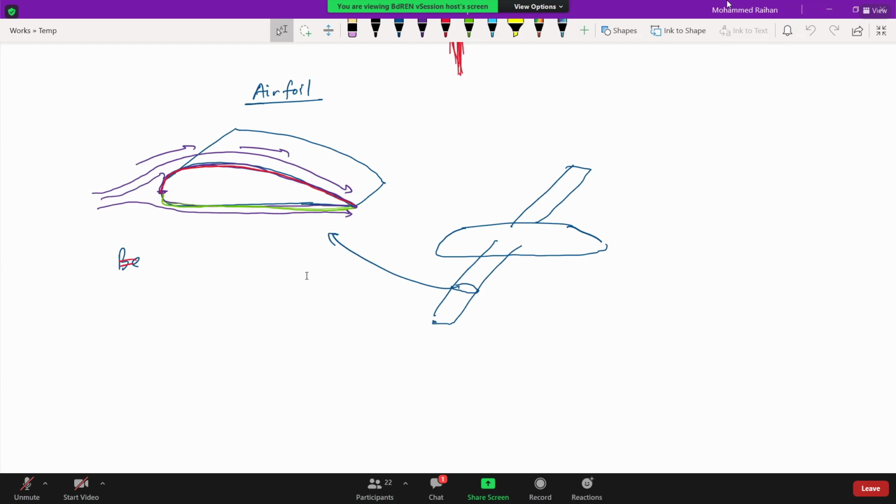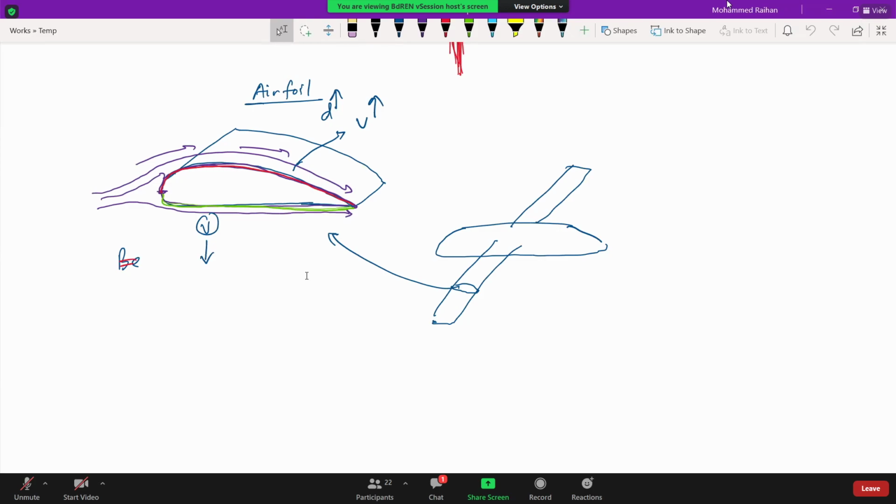The air will travel in the same time. So what will be the velocity at the upper section? Velocity will be more because it has to travel more distance. Since the distance is more, the velocity will be more. What will be the velocity of the air particles at the bottom? The velocity will be less, right?